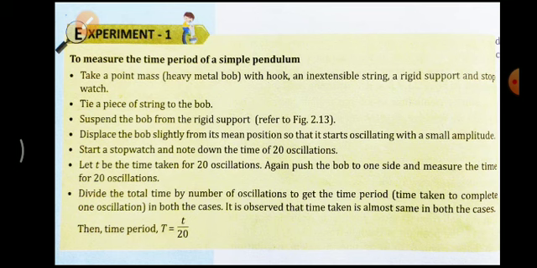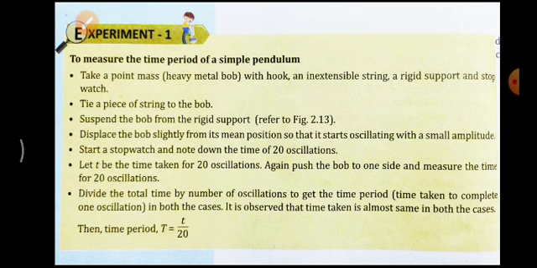Next, tie a piece of string to the bob and attach it to the rigid support, that means suspend the bob from the rigid support. Now we have constructed the simple pendulum, and it is experiment time. Displace the bob slightly from its mean position so that it starts oscillating with a small amplitude.